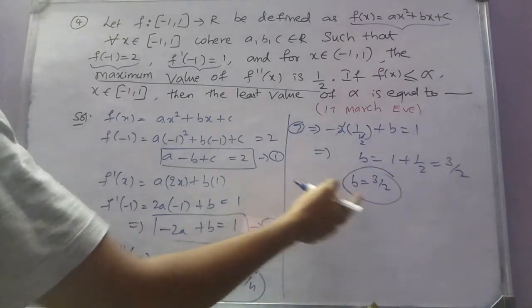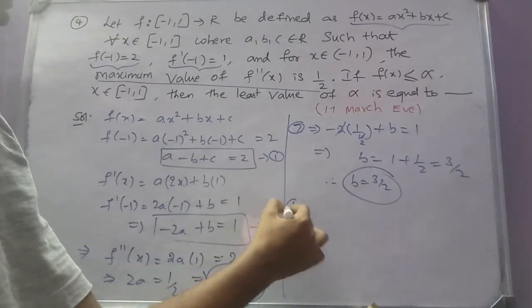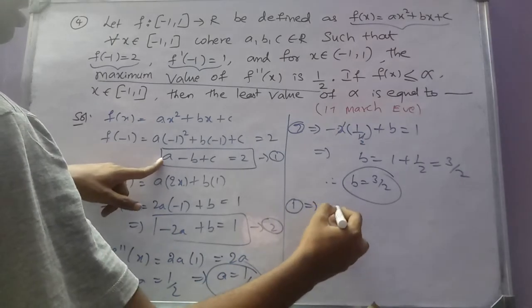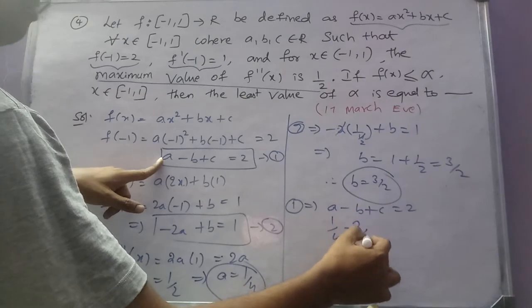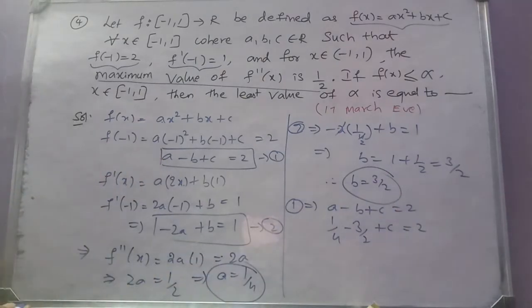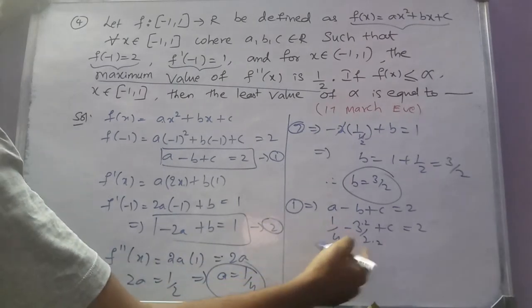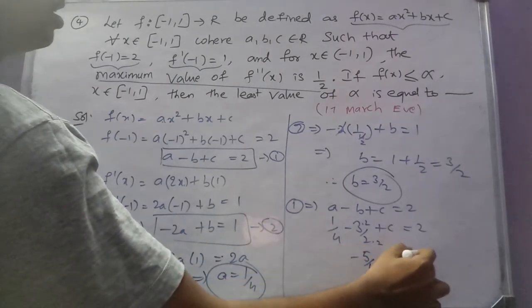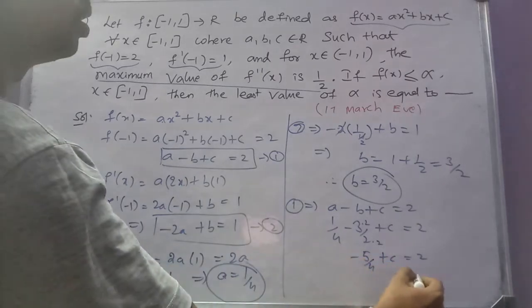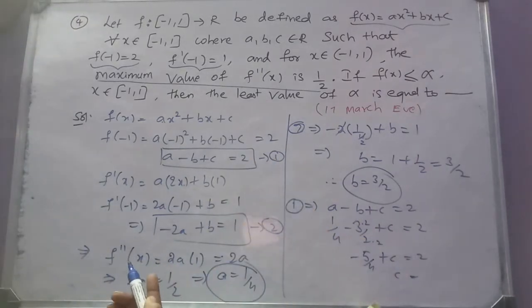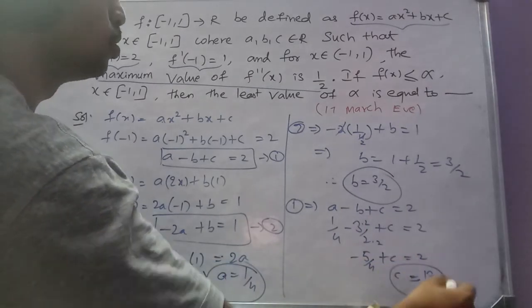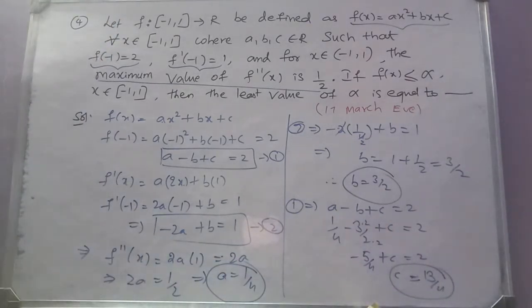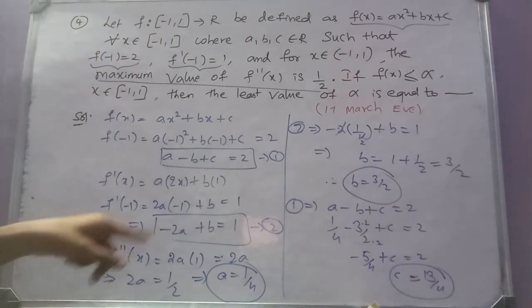Now using a value and b value, we can find c value by substituting in the first equation. a minus b plus c equal to 2. Where a is 1 by 4 minus b is 3 by 2. So what do you get? Minus 5 by 4 plus c is equal to 2, and therefore c is equal to 2 plus 5 by 4, right? How much do you get 2 plus 5 by 4? 13 by 4. So I got the values of a, b and c. So using these given clues, I have found a, b, c.